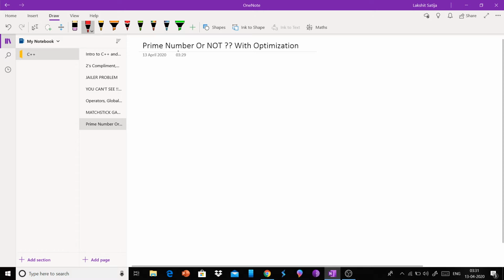This side Lakshit, and today we are going to make a program to check whether a number is prime or not. Also, we are going to optimize our basic program, right? So, what is a prime number? Everyone knows that a prime number is a number which is divisible by 1 and itself n, right?